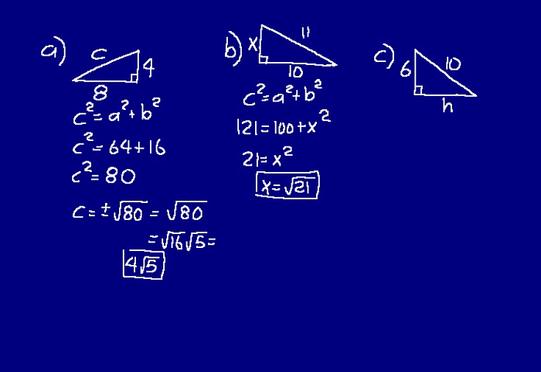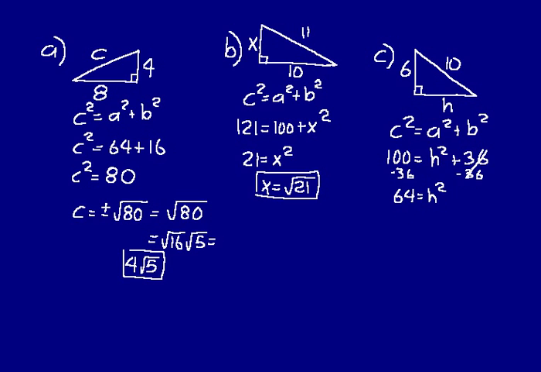So first what we want to do is say C squared is equal to A squared plus B squared. And we have our hypotenuse, it's 10, and so we'd say 10 squared, or 100, is equal to A squared. I'll just use that for the H. I'll say H squared plus 6 squared, or 36. We subtract 36 from both sides. That cancels, and we get 64 is equal to H squared. And so H is equal to 8.